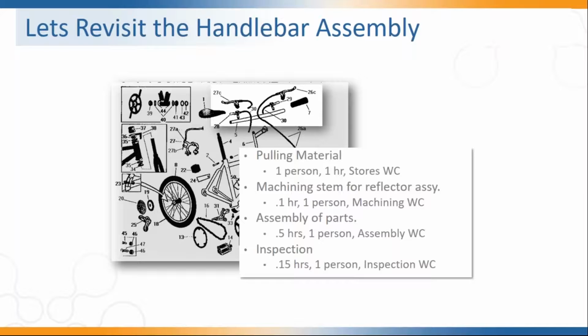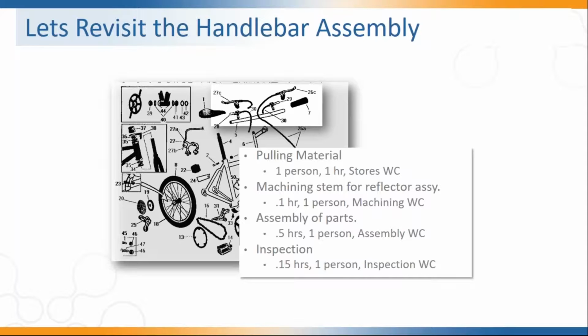Those of you who have been with us in the past may remember this drawing. This is a blow-up of a bicycle, and we focused our attention on this section of the drawing, the handlebar assembly. If we think about the bill of material for the handlebar assembly, we know that it takes a handlebar, a stem, 2 grips, and a few other parts. I think a reflector assembly was involved, and that has to be put together to build the handlebar assembly.